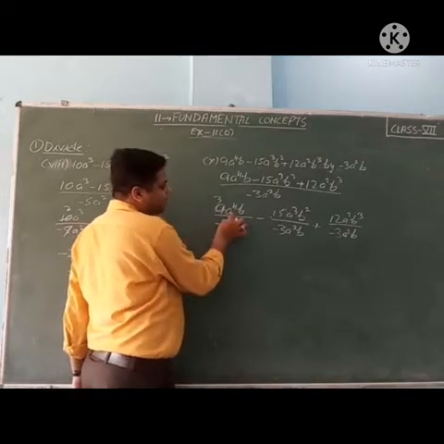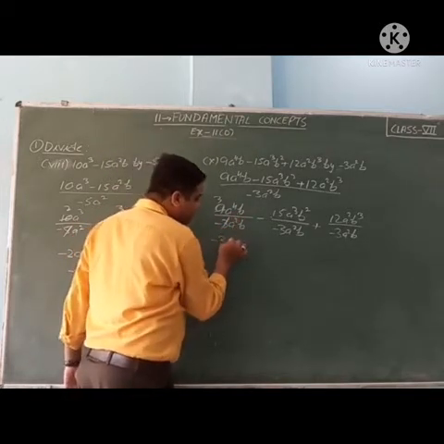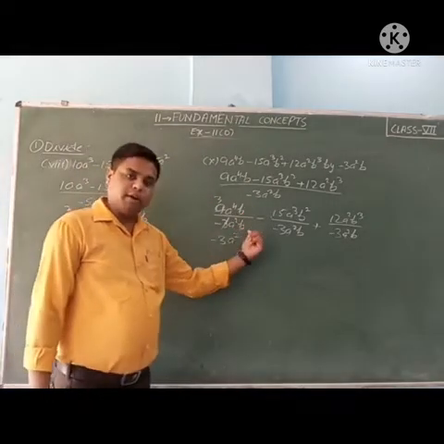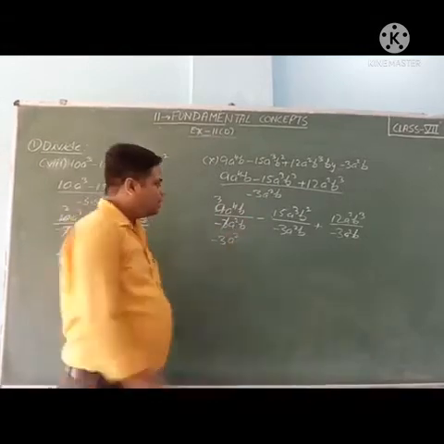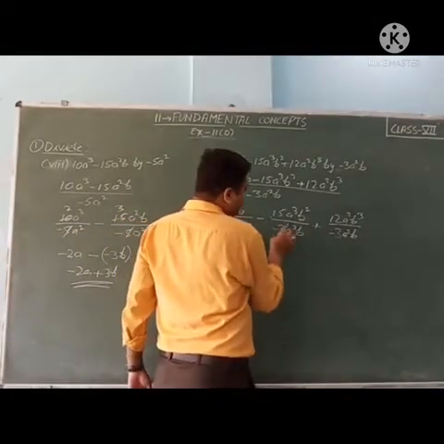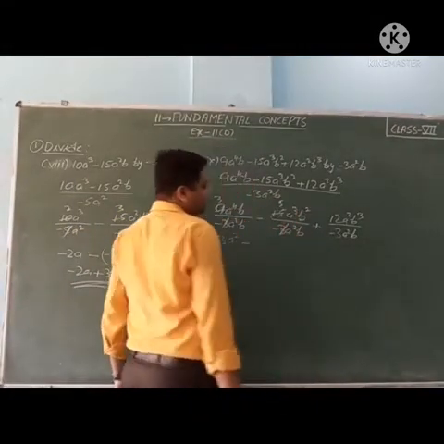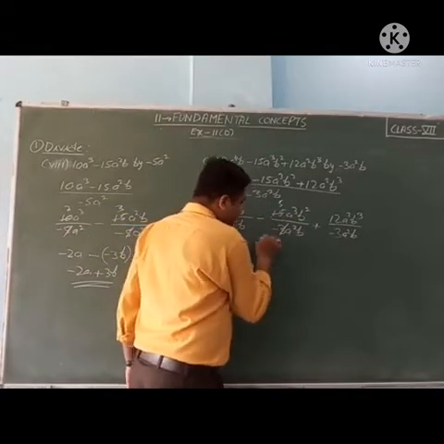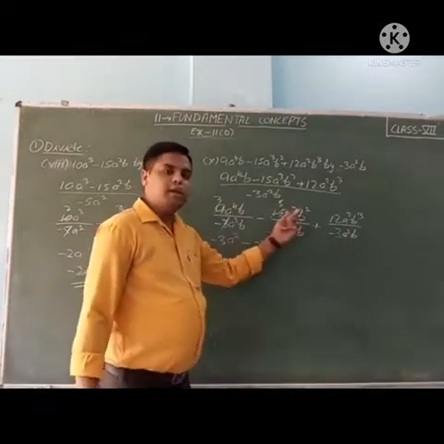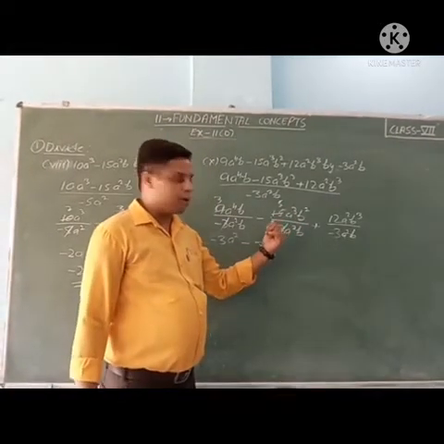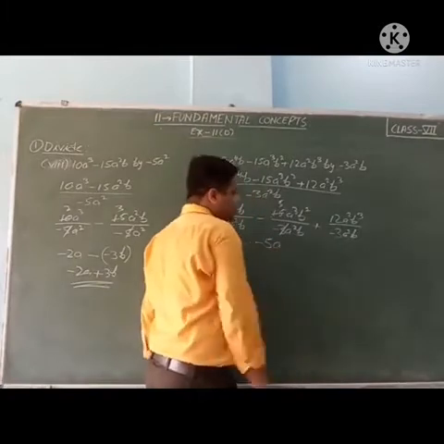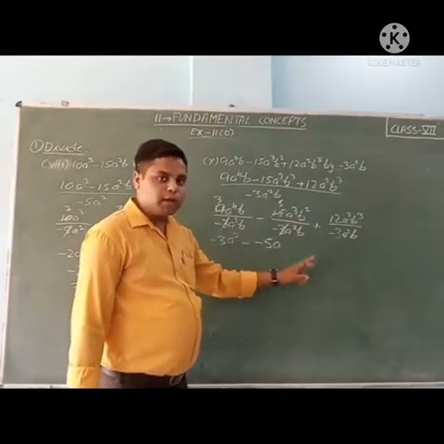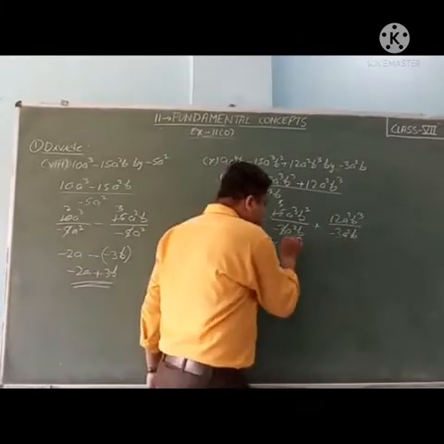Here a is having power 4, here 2. It means a raised to power 2. Then b is having power 1, here also 1, so cancel. Then minus. Then 3 5s are 15, plus minus minus 5. Here a is having power 3, here 2. It means a raised to power 1, it means a only. Then here b is having power 2, here 1. So 2 minus 1 means 1, only b.